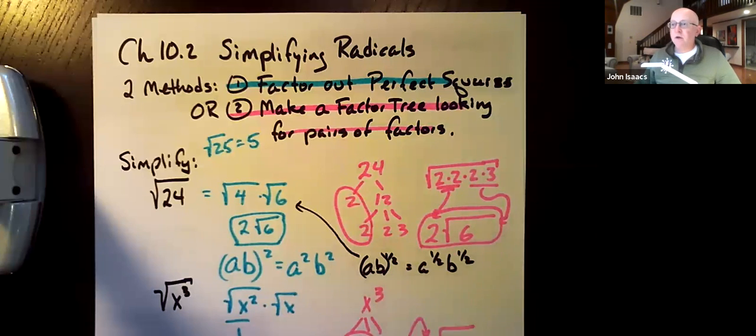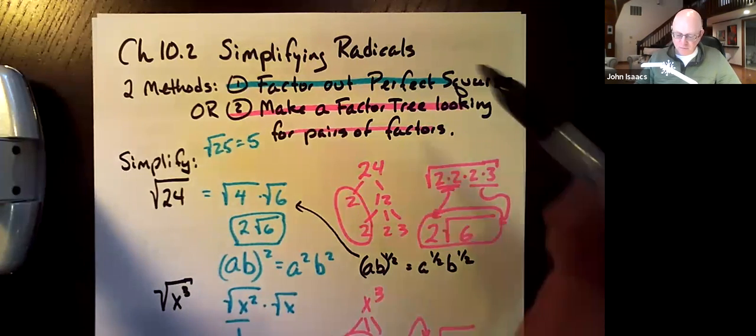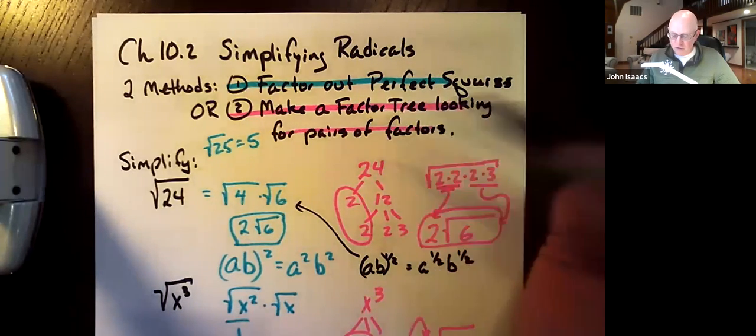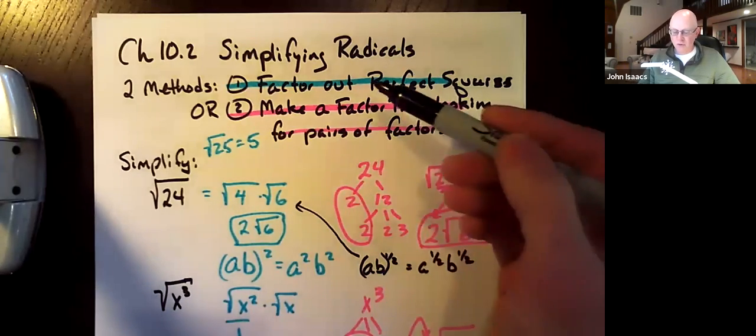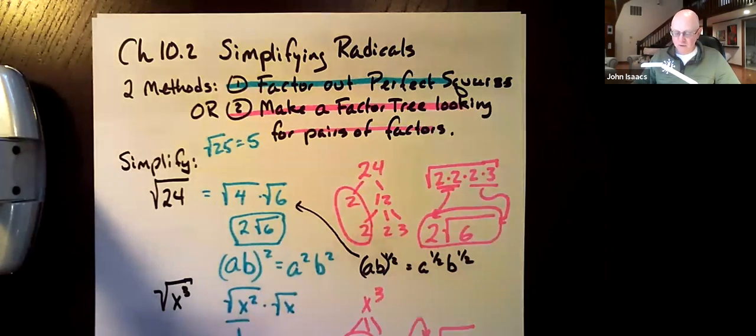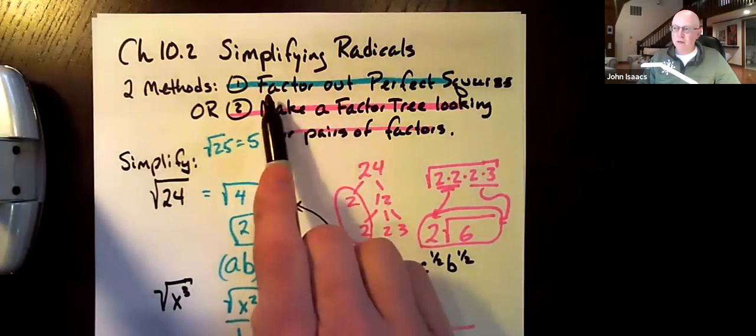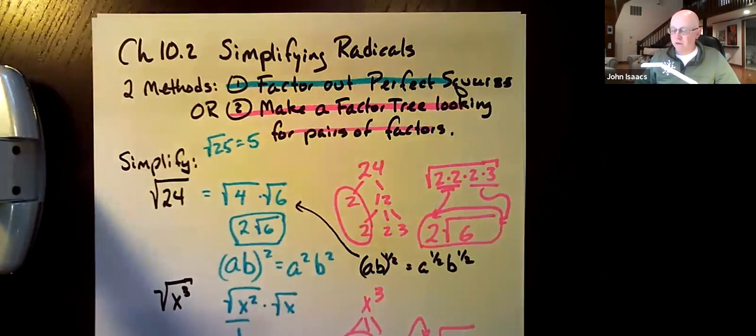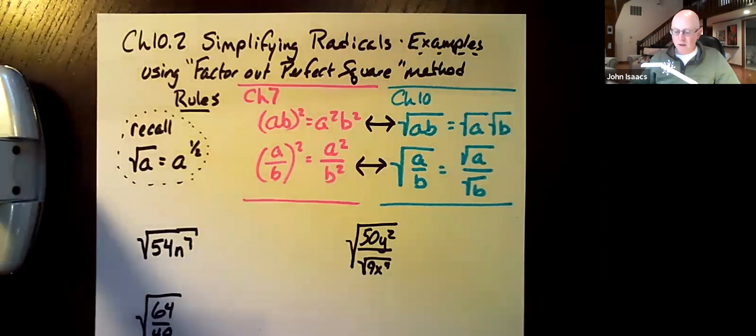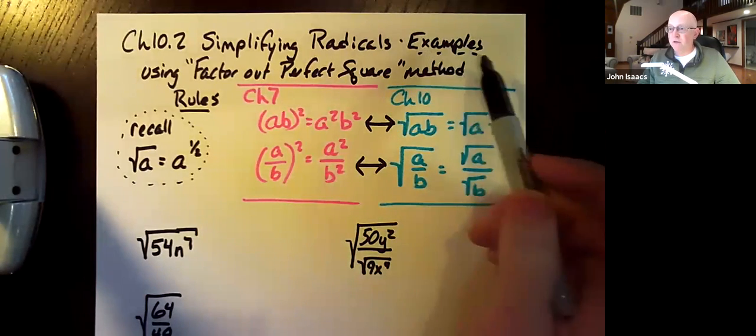We're going to do a second video here on simplifying radicals. From the first video, we saw that we had two different methods to do some problems. I'm predominantly going to focus on factoring out the perfect square method. So here's some examples to do.